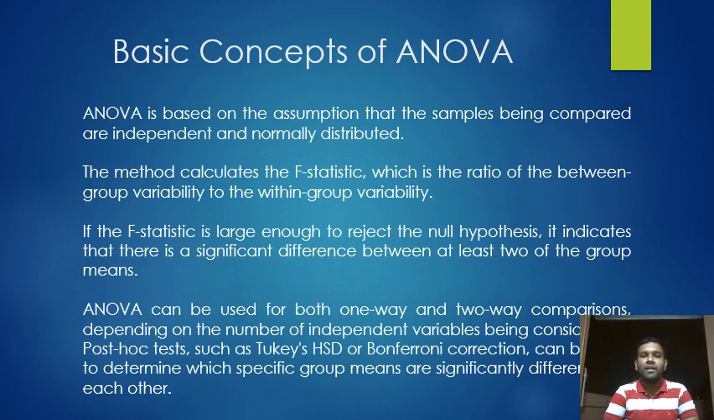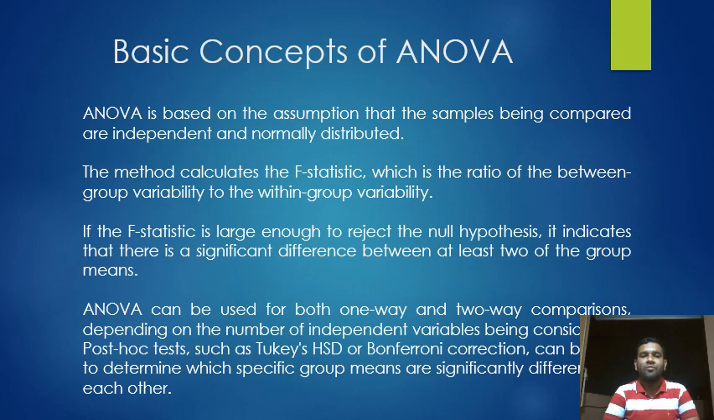Here we'll be looking at some of the basic concepts of ANOVA. ANOVA is based on the assumption that the samples being compared are independent and normally distributed. The method calculates the F statistic, which is the ratio of between group variability to within group variability. If the F statistic is large enough to reject the null hypothesis, it indicates that there is a significant difference between at least two of the group means.